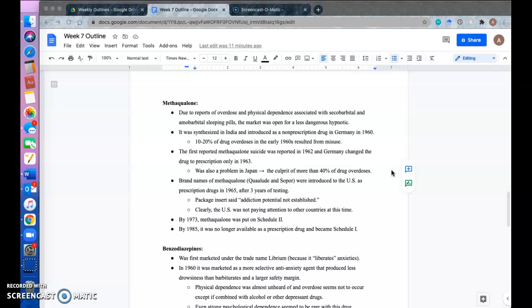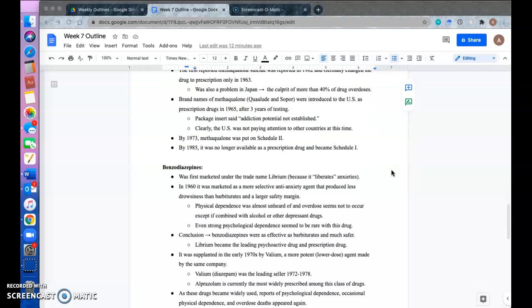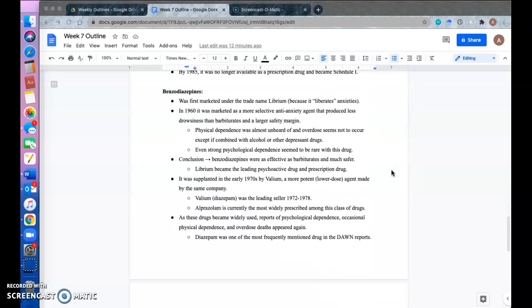Brand names of methaqualone, such as Quaalude and Sopor, were introduced to the U.S. as prescription drugs in 1965 after 3 years of testing. The package insert for these drugs said addiction potential not established. Clearly, the U.S. was not paying attention to other countries at this time. By 1973, methaqualone was put on Schedule II, and by 1985, it was no longer available as a prescription drug and became Schedule I. So next we have benzodiazepines.